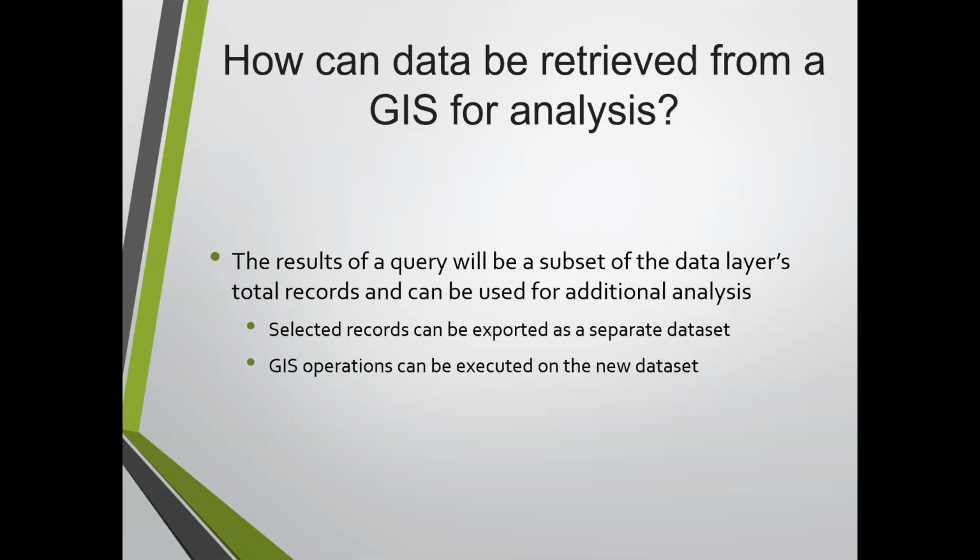Now, the one thing to understand is that when you export these selected records out, the other ones are gone. It's like you're taking that data and just exporting that out. Anything else that was associated with it doesn't come with it, it just isn't there. Okay? So once you have that, you can do more GIS operations that can be executed on that new data set.